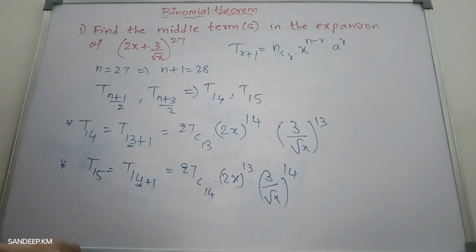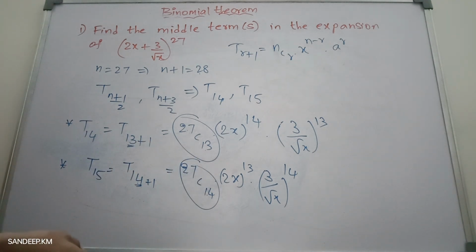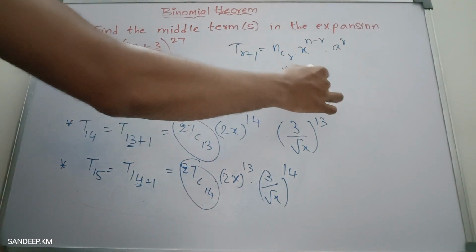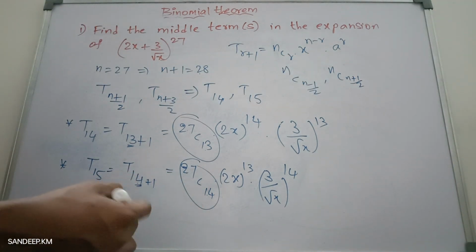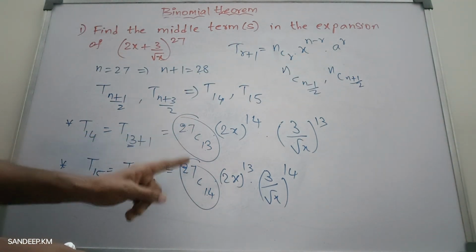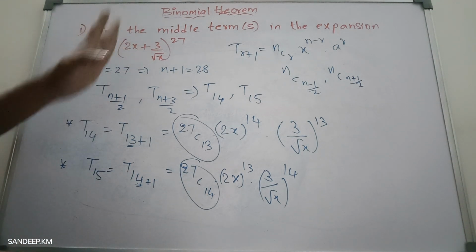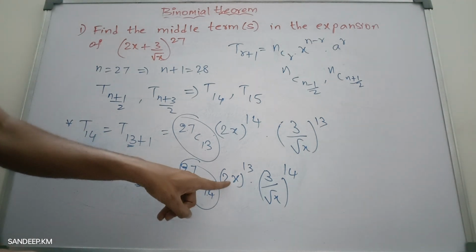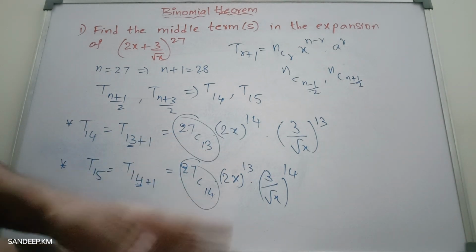If needed, you can also find the greatest binomial coefficients. The greatest binomial coefficients in this case are 27C13 and 27C14. We can also find them using nC((n-1)/2) and nC((n+1)/2). Using this formula also you can find the greatest binomial coefficients if needed. But anyhow, 27C13 and 27C14 are the greatest binomial coefficients. They told us to find the middle terms, and we have found them. The problem is over. If you want, you can further simplify and write 2 power 13 into 3 power 14 into x power some number, but it's okay.